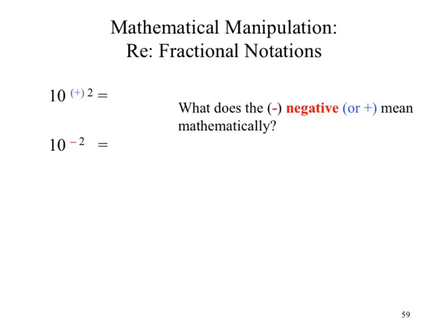10 to the positive 2 is 100. Where do the 10s go? In the numerator, because that's where they're located, right? Where's the 10 in 10 to the negative 2? Where's the 10 written? Right there. In the numerator or denominator? Maybe it'll help if we put in a denominator there. It's in the numerator. What does that negative mean? Do the calculation of 10 to the second in the opposite location.